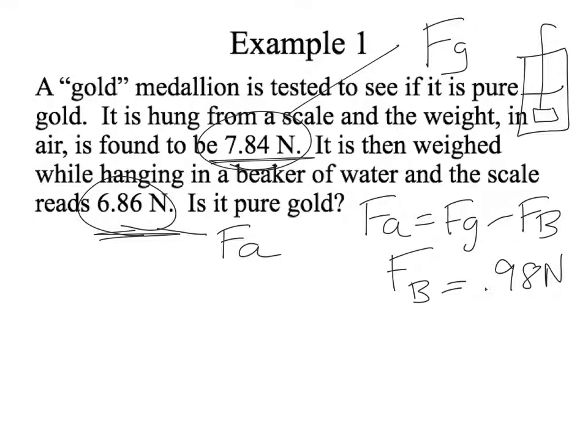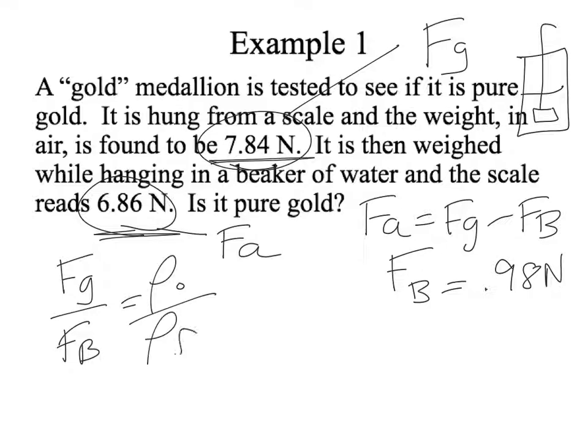Now, to see if it's really gold, we probably want to know the density, because the density of gold is like 19,300 kilograms per cubic meter. So we could use this formula of F sub g over F sub b equals the density of the object over the density of fluid water, and then we could figure out the density of the object. So F sub g is 7.84 newtons, and the F sub b we just figured out was 0.98 newtons.